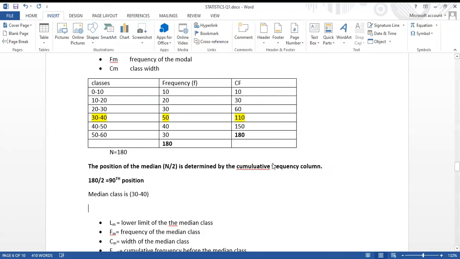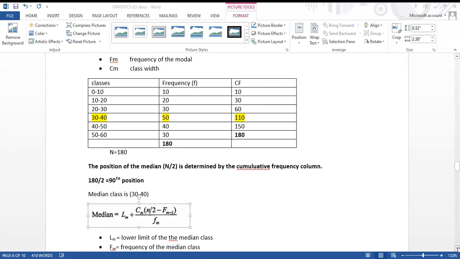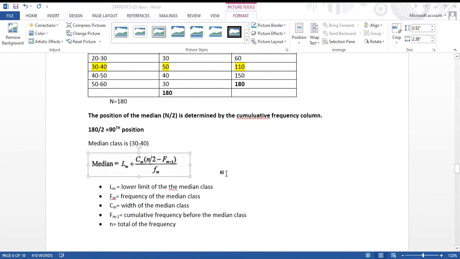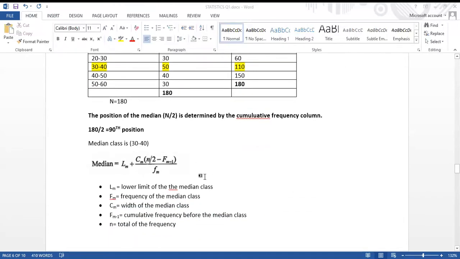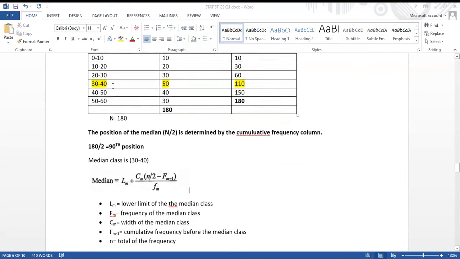Okay, so here's the formula again for the median. We have to get the lower limit of the median class. As I said, with the data like this, as you can see here, we have 30 and we have 30. So you know that your lower limit is 30.